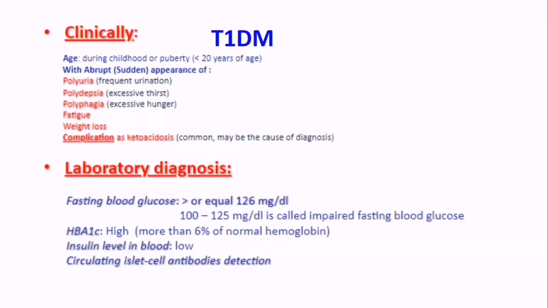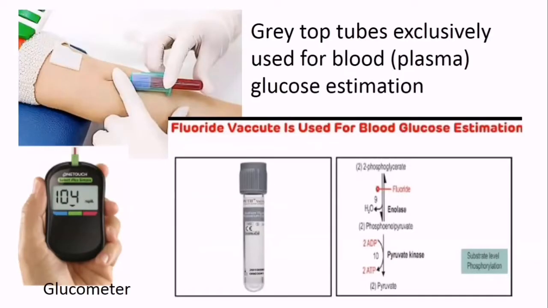So clinically, the symptoms I have already described. The laboratory diagnosis: the fasting glucose is more than or equal to 126 milligrams per deciliter. The 100 to 125 milligrams is called impaired fasting blood glucose. And if you estimate HbA1c, that is high, more than 6% of the normal hemoglobin, and the insulin levels in the blood are low, and the circulating islet cell antibodies detection can be done.